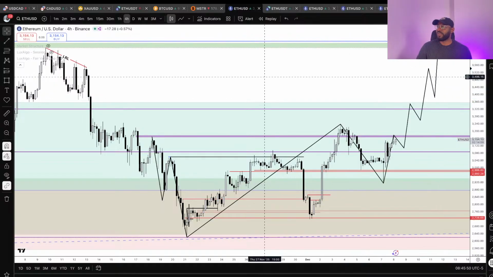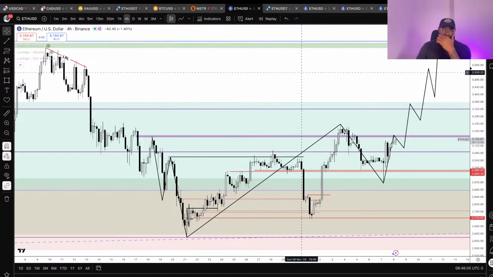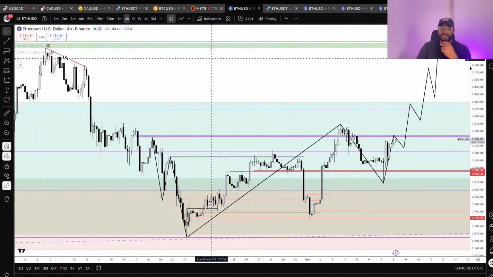So this is how you can spot that continuation structure from using the 4 hour to anticipate that the trend has shifted from bearish to bullish or from bullish to bearish. Now, I'll show you an example of what this also looks like from a bearish perspective as well, because I like to teach people how to trade not just when the market is bullish, but also to know what to do when the market is bearish as well.